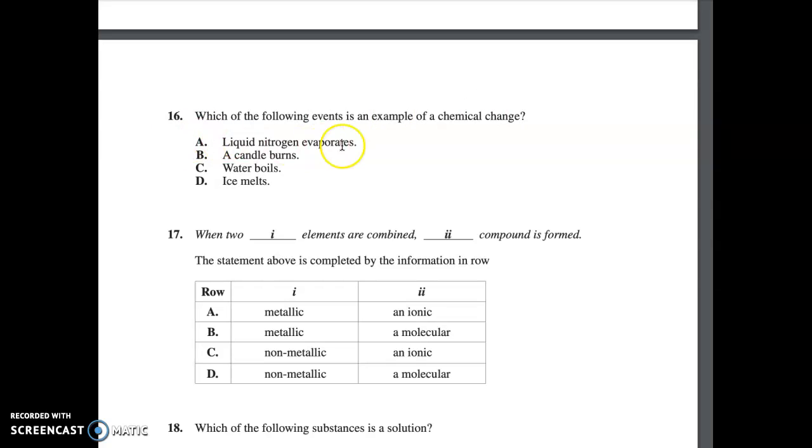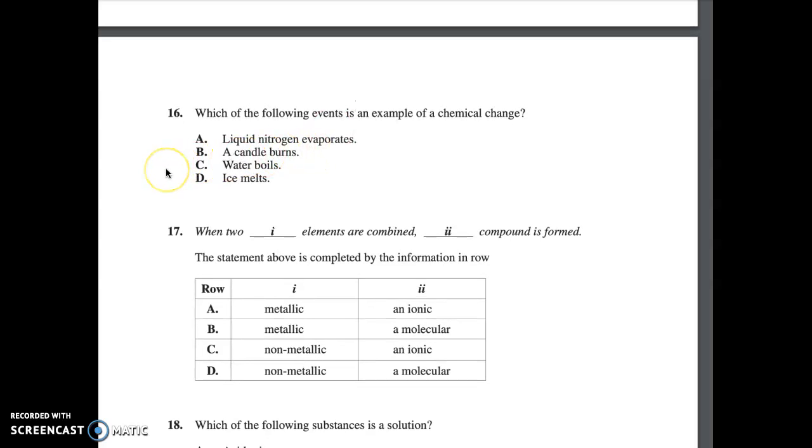Okay, so liquid nitrogen evaporates. It can condense, it can turn back into liquid nitrogen. Okay, nothing new is being produced there. And whenever you see boiling, evaporation, melting, that's your clue right there that it's a physical change. Candle burning, fire takes the wax, and combustion reaction produces the ash, the carbon dioxide, the water vapor, and heat and light. So that one would be your chemical change.